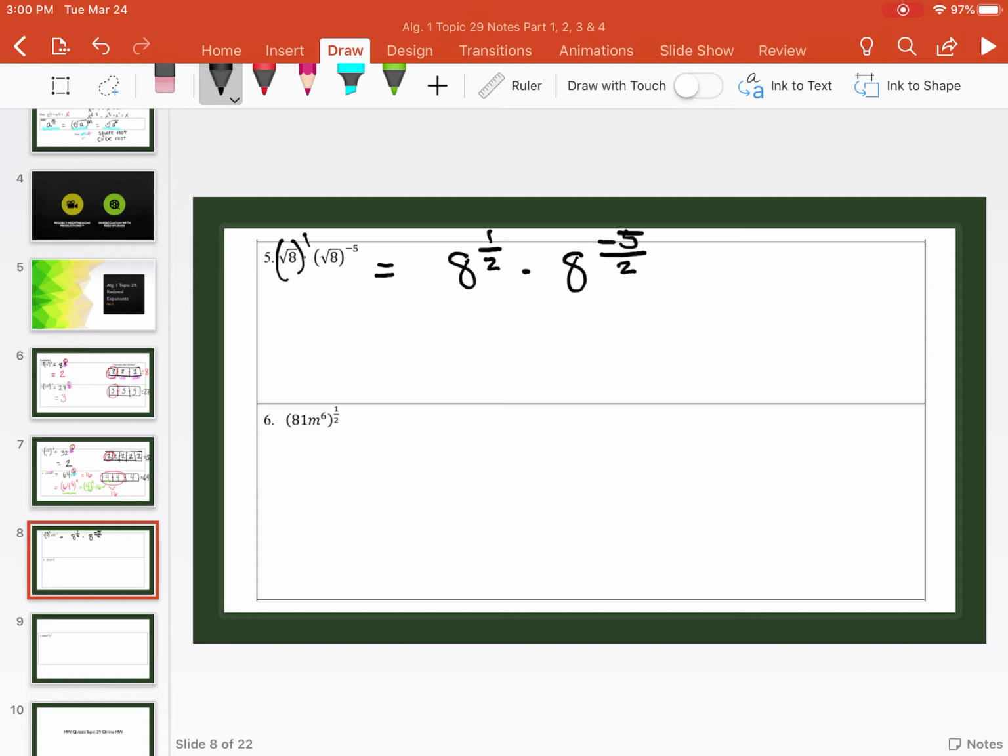So remember when we were dealing with the multiplication properties of exponents, when we had the same base, what do we do with our exponents? We add them. So we will end up getting 8 to the 1/2 plus a -5/2. We're adding a negative here. So 1/2 minus 5/2, or 1/2 plus a -5/2, is 8 to the -4/2. Now what's -4 divided by 2? Can we simplify that exponent any further? We can. That gets us 8 to the -2.